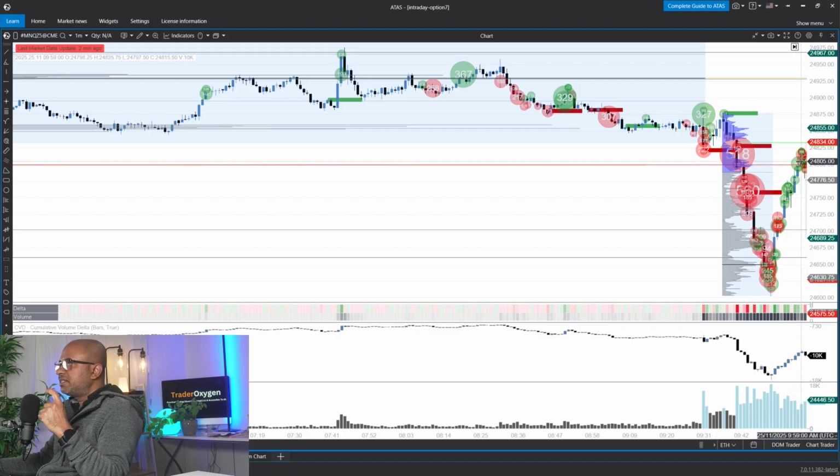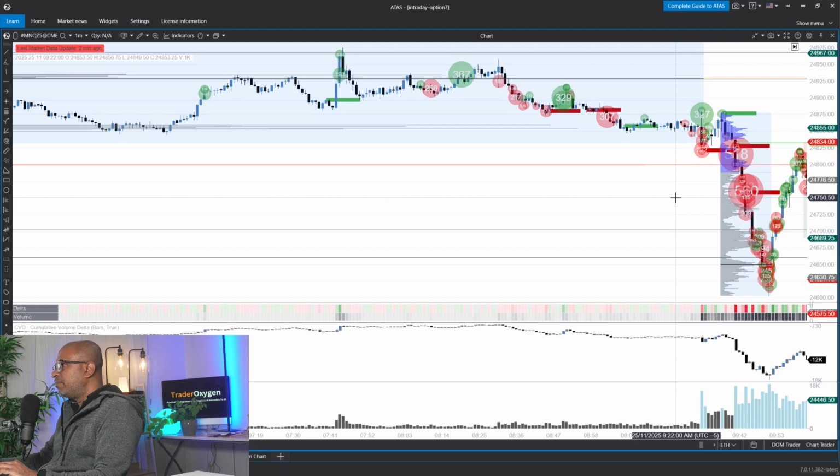So after seeing these red bubbles, that is where we were analyzing for a potential sell entry in this area. And you can see with these red bubbles, it started to print these bearish candles, which means that it is a sign of sellers entering the market.